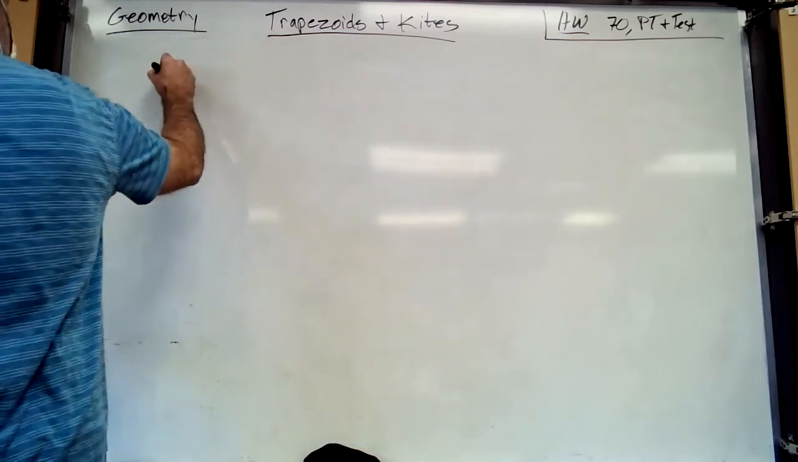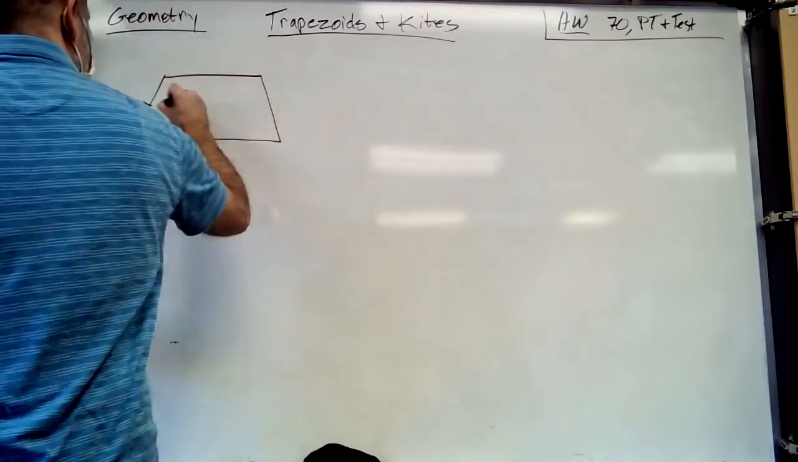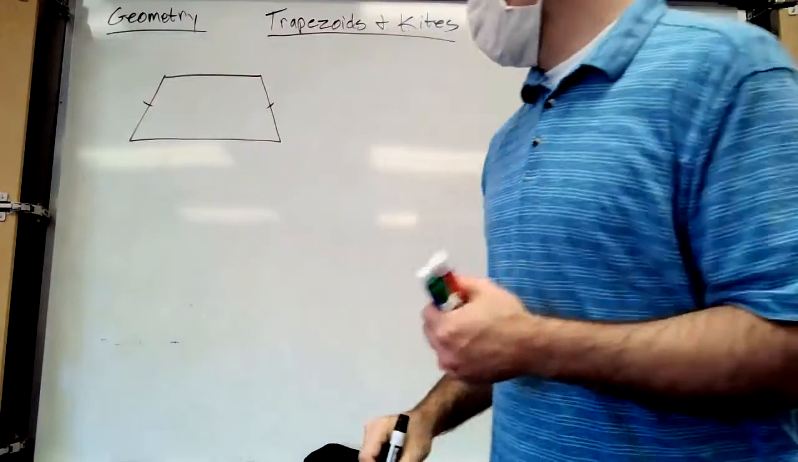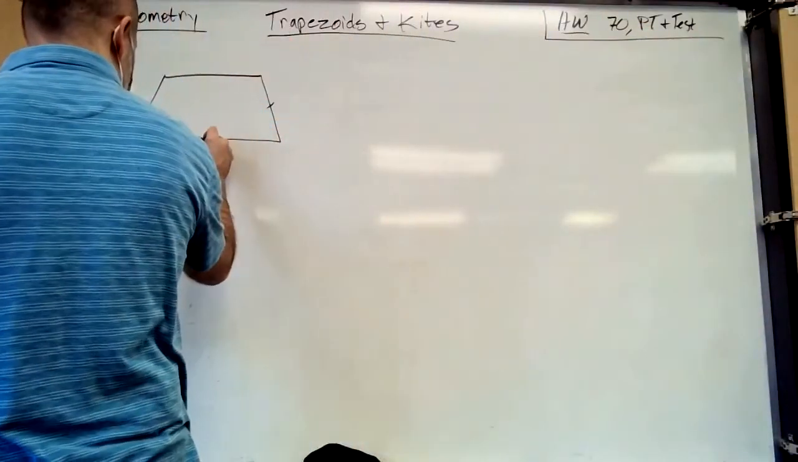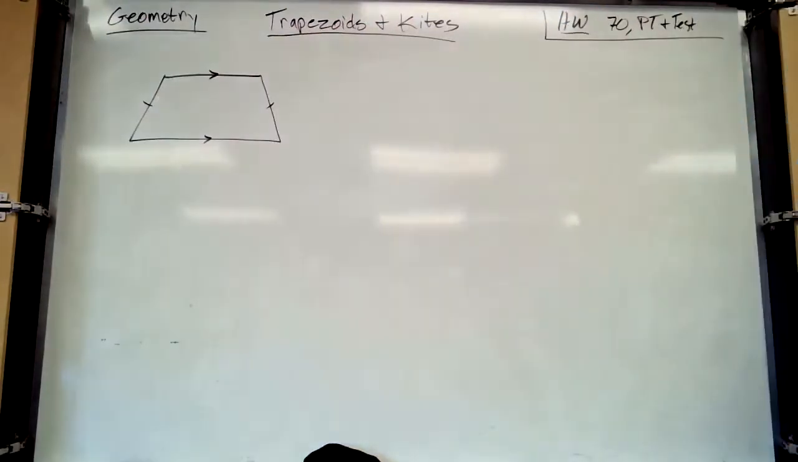Okay? So here's an isosceles trapezoid. This is what it looks like. Okay? So in order to know for sure that this is an isosceles trapezoid, I'd have to designate that those are parallel. So the 2 bases are parallel. The 2 legs are the same length.